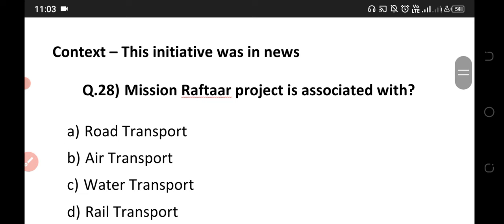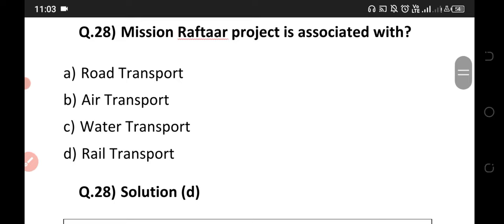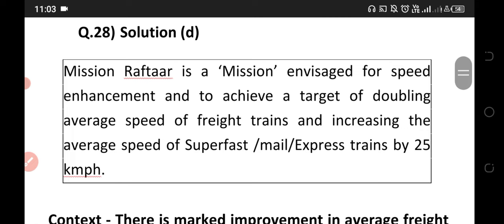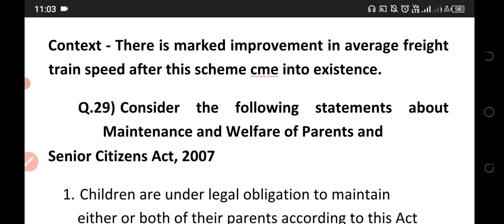Mission Raftar is associated with rail transport. Mission Raftar is a mission in vision for speed enhancement and to achieve a target of doubling the average speed of freight trains and increasing the average speed of superfast, mail and express trains by 25 km per hour. There is a marked improvement in the average freight train speed.